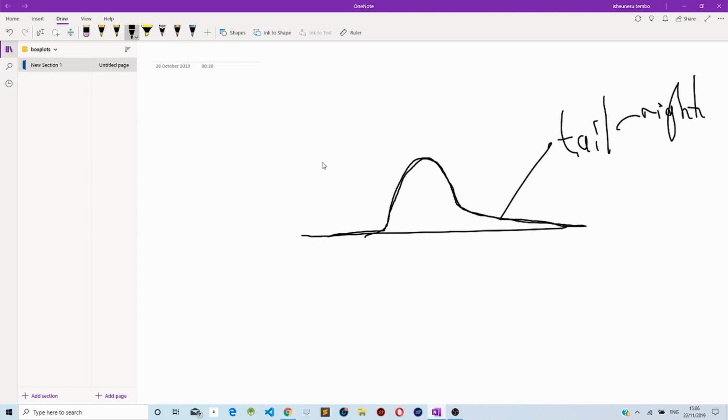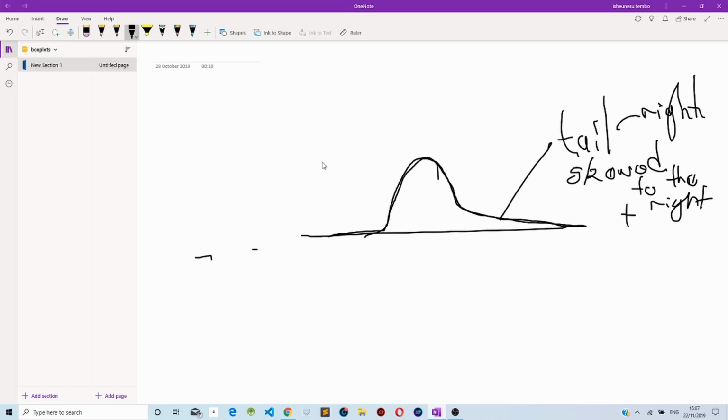The reason why it's called a positive skew is that, as you all know, the number line ranges from negative values to positive values. So our tail here is pointing towards the positive values. It's called a positive skew, or we can say that our curve is skewed to the right.